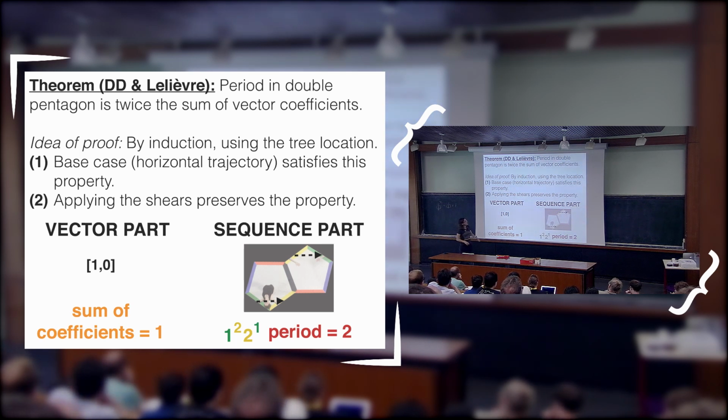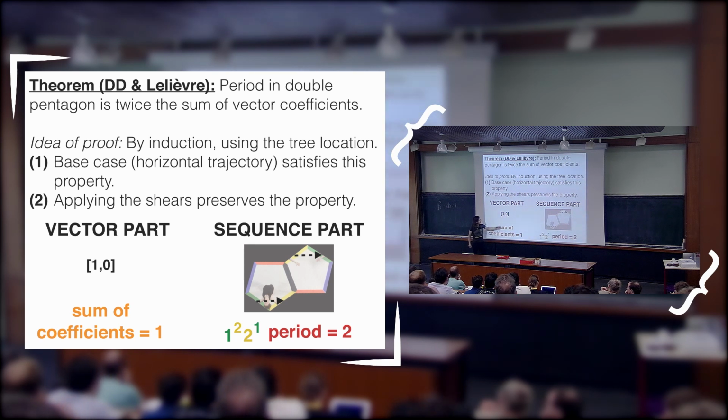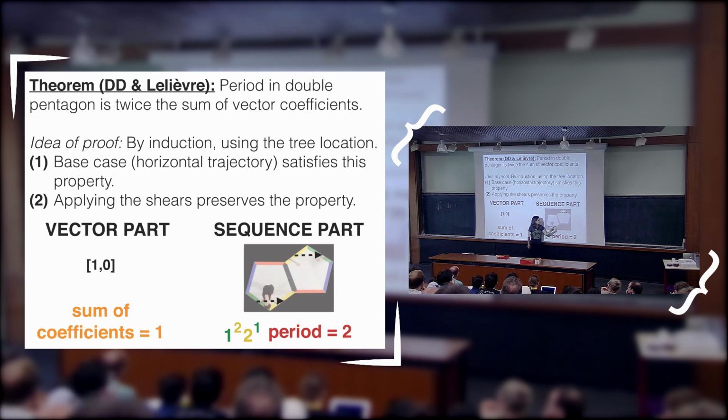The idea of the proof is that if you start with a horizontal trajectory, and it satisfies this property, that the period is twice the sum of the vector coefficients, then if you apply any of the transformations, the matrices, or the combinatorial operation, it preserves the property. So we have a vector part. The base case is the (1, 0), the horizontal direction. Here the sum of the coefficients is 1, 1 plus 0. Similarly, a horizontal trajectory goes yellow edge, green edge, and then back to yellow edge. So yellow edge, green edge, period is 2. Of course, this 2 is twice 1, so the base case works.